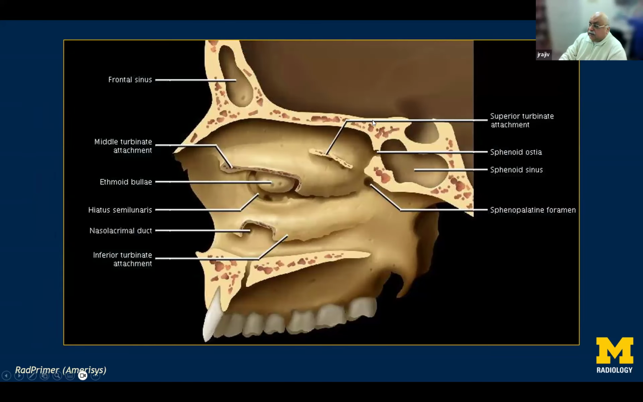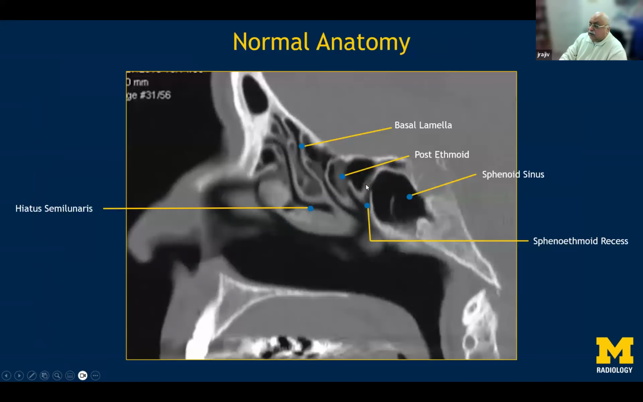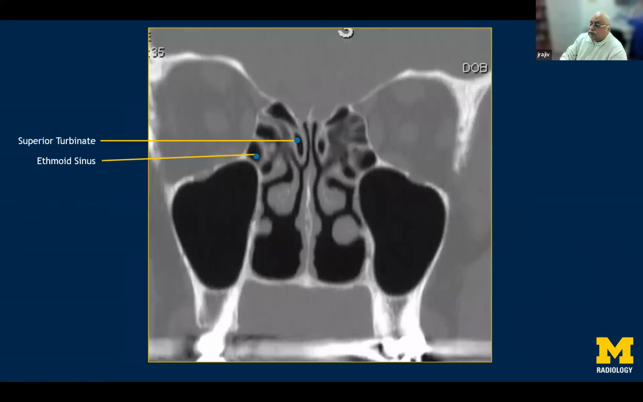So this is the third area of narrowing, which is the sphenoid ostia and the sphenoid recess. For the sake of review, again, we see that that's that tiny space which is between the posterior ethmoid air cells and the sphenoid sinus, and this is the sphenoid ostium, which is non-dependent, and the secretions are facilitated to come out of the sinus by way of the mucosa of the sinuses itself.